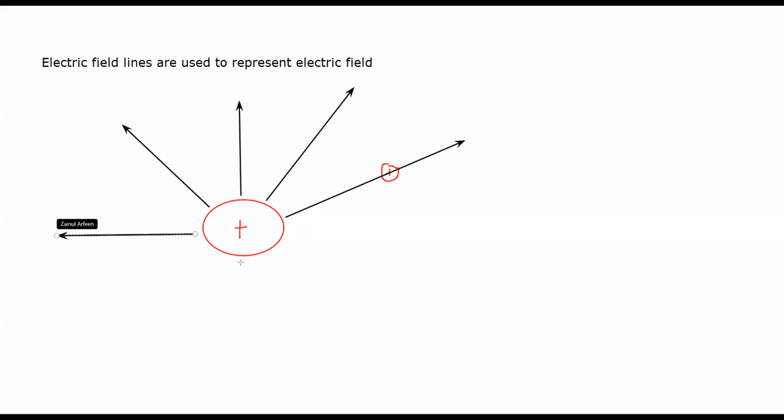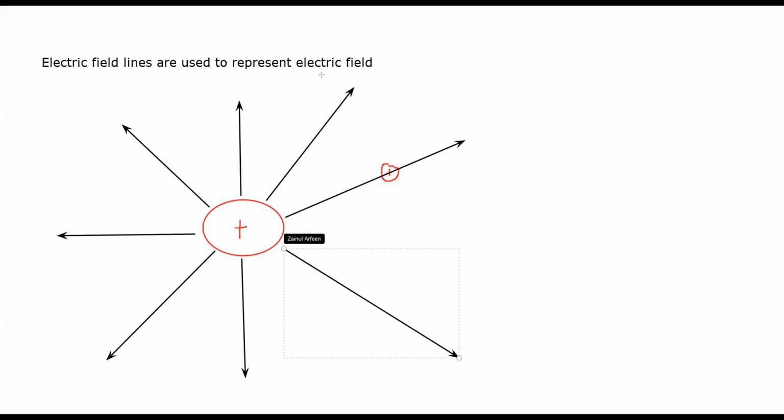In all the directions, because if I place a small positive charge anywhere, which direction will it move? It will always move away from the other positive charge. So that's why the direction of electric field is always considered out from positive.